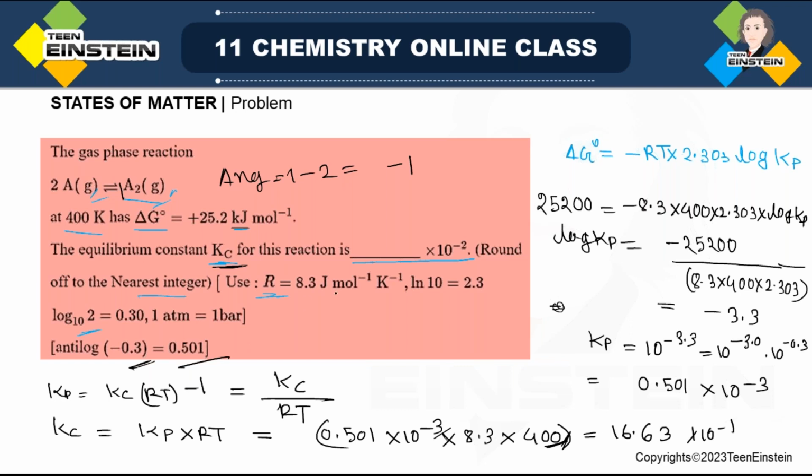16.63. But we have to write it in this format, so it will be 166. So just compare, this should be the value here, but round off to nearest integer, so it is 166. So the final answer is 166, right?